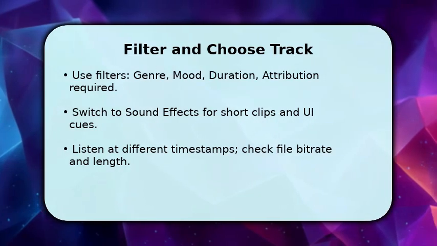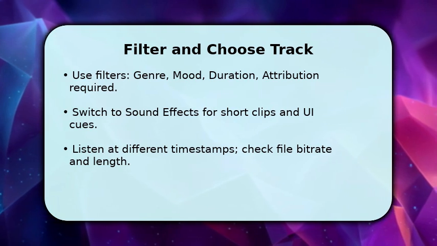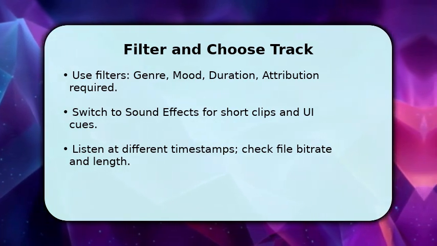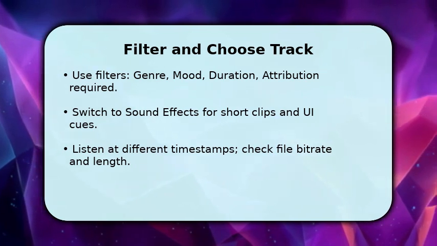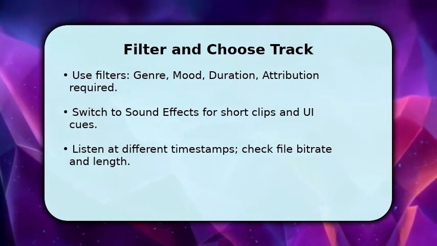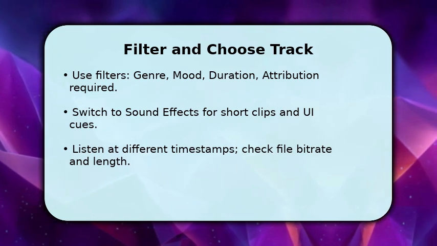Now refine your search using filters: genre, mood, duration, and whether attribution is required, to narrow options quickly. Once you select a track, scrub through timestamps to find the right segment rather than importing the whole file. This saves editing time. For shorter cues, use the Sound Effects tab.